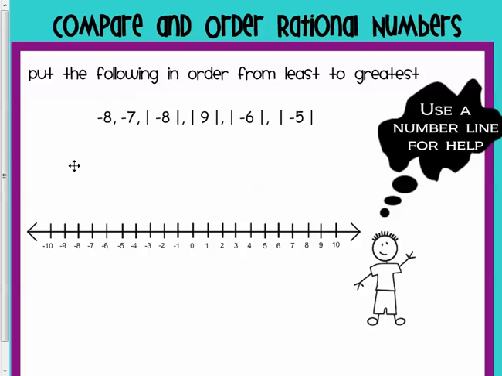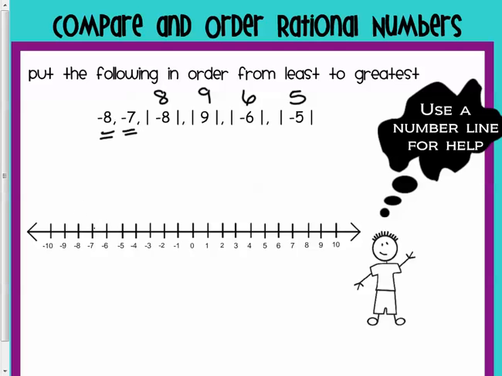Okay, so if they ask you to put them in the following order from least to greatest, then let's first make sure that we simplify all the absolute values. For example, -8's absolute value is 8 away from 0. 9 is 9 away from 0, -6 is 6 away from 0, and -5 is 5 away from 0. So these are my only two negative numbers.